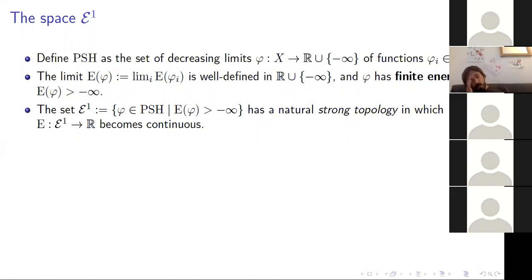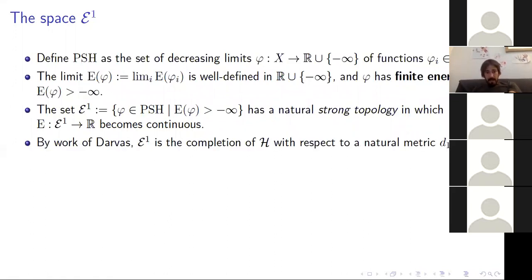And this space has a natural topology. So in fact, it has two topologies. There is one which is the weak topology induced by the usual topology of PSH functions, which is the L1 topology. And it has a strong topology where you refine the previous one to make the functional E continuous. And in fact, it turns out that then you get a sort of norm topology, which is analogous to the one you would get from the Dirichlet functional in potential theory in one variable, which is a kind of Sobolev space topology.